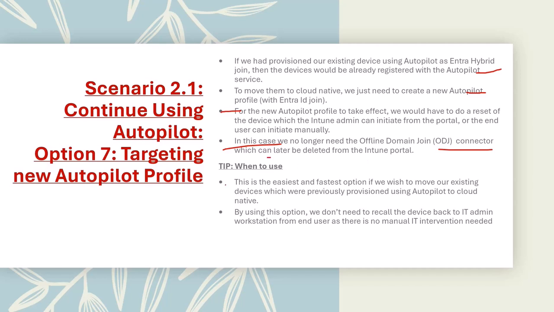Okay, tip: when should we use this? This is the easiest and the fastest option if we wish to move our existing devices which were previously provisioned using Autopilot to cloud native. By using this option, we don't need to recall the devices back to the IT. I mean, there is no IT intervention needed, right? So you just go to the portal, you just create a new Autopilot profile, unassign the older one, and then you just deploy the new Autopilot profile to the same group, and you just go to the portal and do a wipe of the device. The device automatically goes through the OOBE screen and downloads the new profile. Okay, all right.